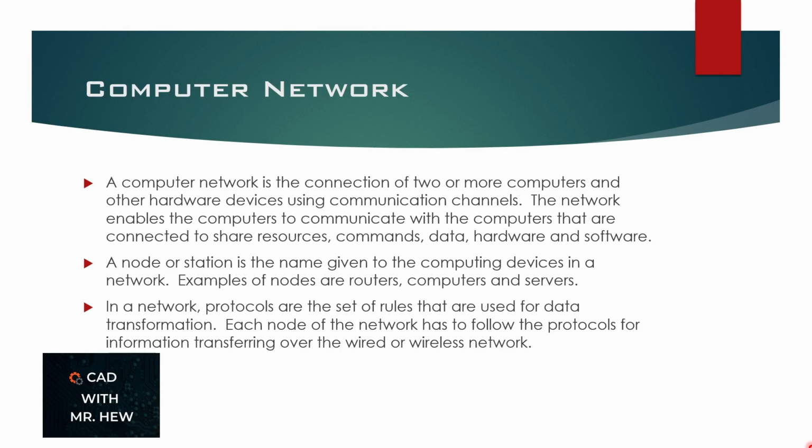Computer network. A computer network is a connection of two or more computers and other hardware devices using communication channels. The network enables the computers to communicate with the computers that are connected to share resources, commands, data, hardware, and software. A node or station is a name given to the computing devices in a network. Examples of nodes are routers, computers, and servers.